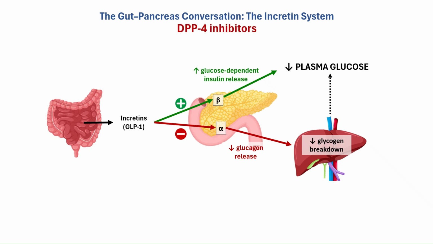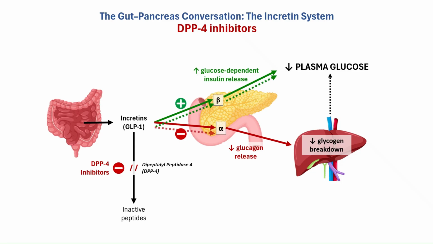DPP-4 inhibitors take a subtler approach. Instead of adding GLP-1, they simply prevent its breakdown. DPP-4, or dipeptidyl peptidase 4, is a serine protease that normally degrades incretin hormones, GLP-1 and GIP. By inhibiting these enzymes, endogenous GLP-1 and GIP last longer, gently enhancing insulin release and suppressing glucagon, again, in a glucose-dependent manner.